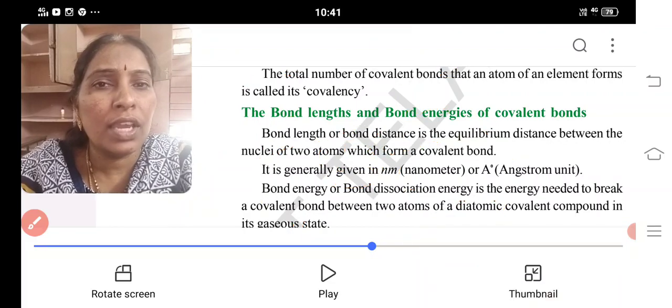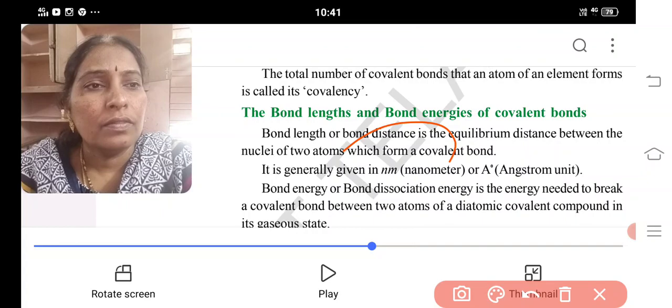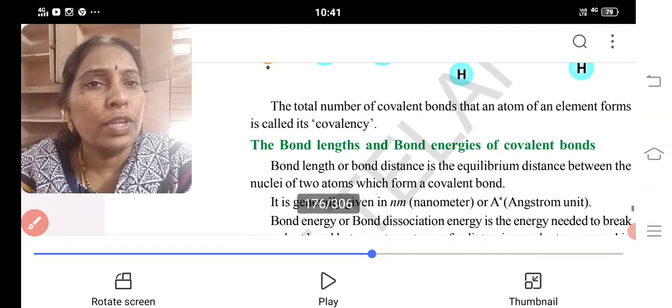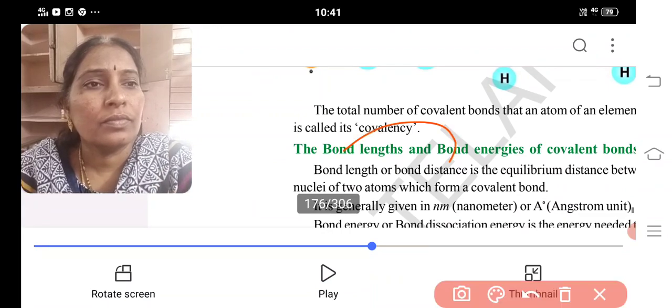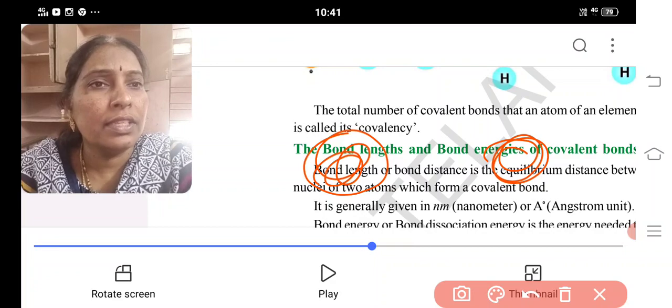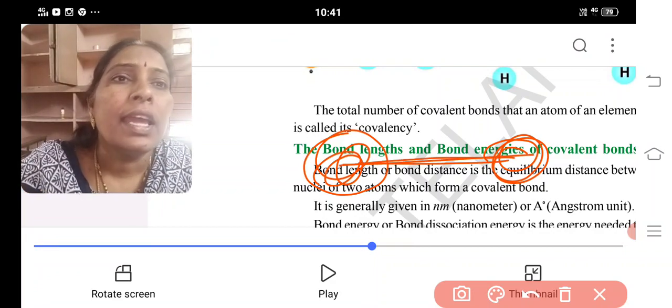Let me show another way also. See, children, here this is a fluorine and this is a fluorine nucleus. This distance is known as the bond length.